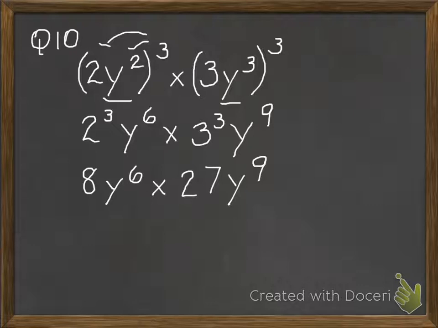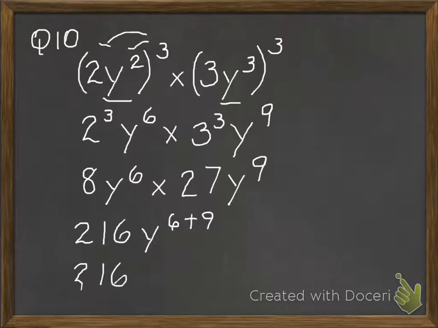But first we need to multiply the 8 times the 27. And that is 216. And then the y to the 6th times the y to the 9th is y to the 6 plus 9. So we have 216 y to the 15. And that's our answer.